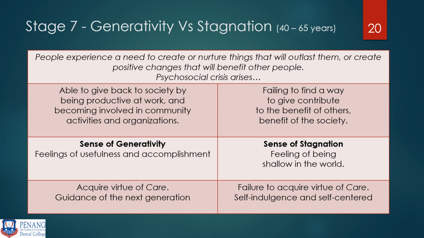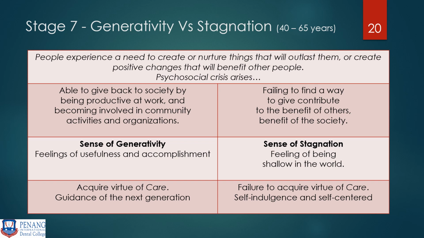So they will have this need to create a positive change that will benefit other people, right? So you have all these foundations, philanthropic foundations, which offer money, scholarships, and everything. Those are the things part of this particular age group. So again, the psychosocial crisis that will arise here is whether the person is able to create that positive change that benefits other people, or they fail to create the change.